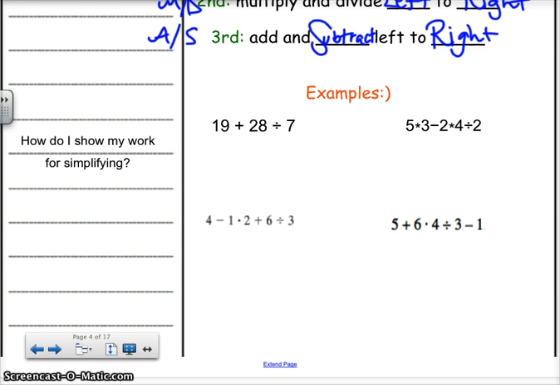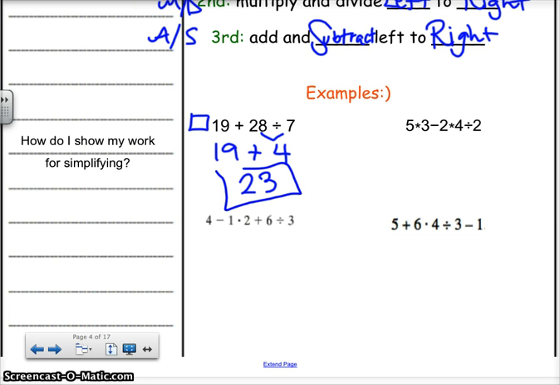Okay, this first example, 19 plus 28 divided by 7. What should I do first? Say it. 28 divided by 7. Okay, 28 divided by 7. So what some kids do is they put that little arrow there. Totally your call. It's not my style. How I show my work, I just usually go 19 plus 4. That tells me I did this first. 19 plus 4 is 23.